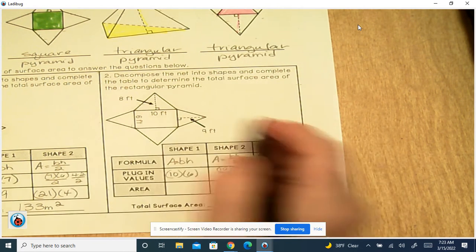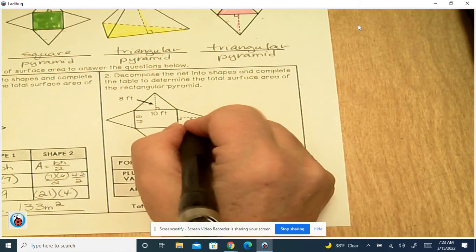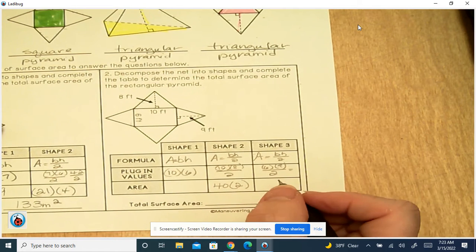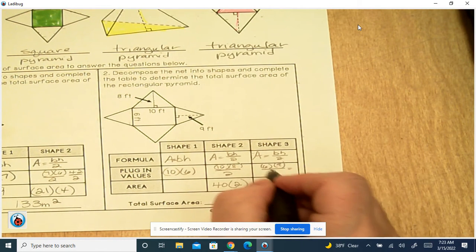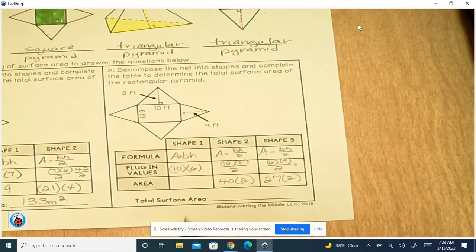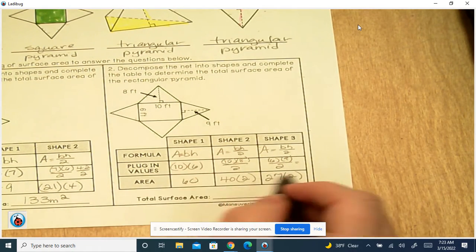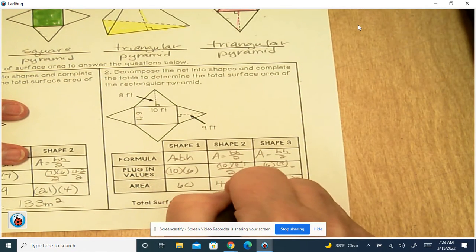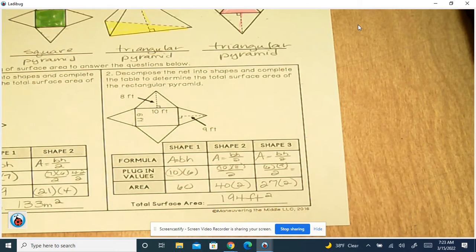our base is 6 times 9 divided by 2. 9 times 6 is 54, and 54 divided by 2 is 27, and we have 2 that way. And then the rectangle would be 60. So you would just add those up. You could put in the calculator 60 plus 40 times 2 plus 27 times 2, and you get 194 feet squared.